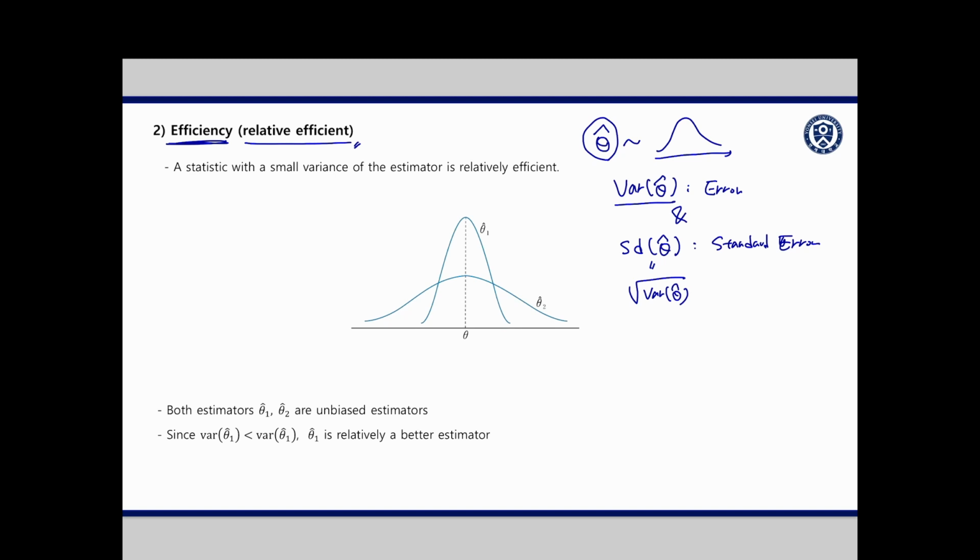And if the variance among the estimates is the smallest, the estimator is considered to have relative efficiency. Let's look at the distribution of the following two estimates. As you can see in the figure, the variance of theta hat 1 is smaller than that of theta hat 2. Okay, like this.